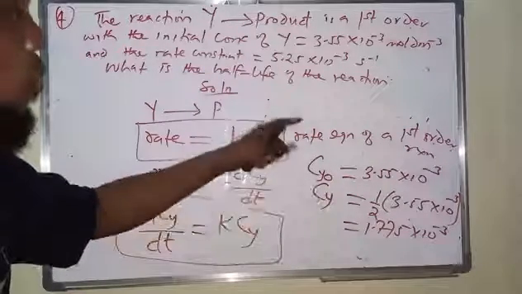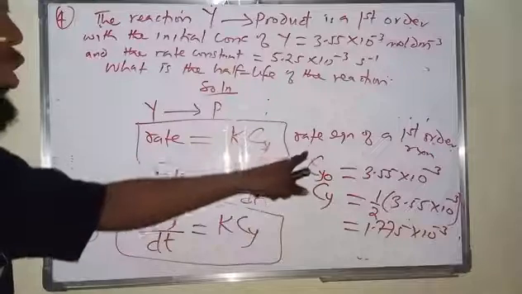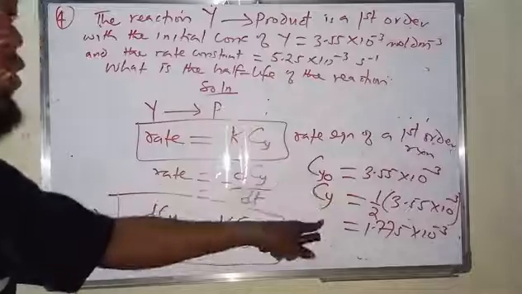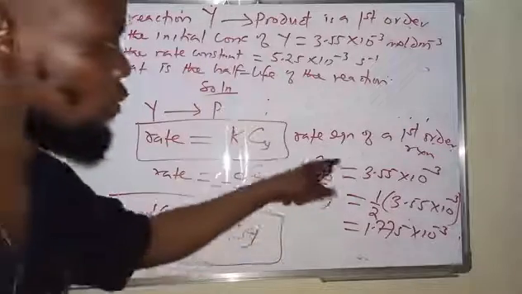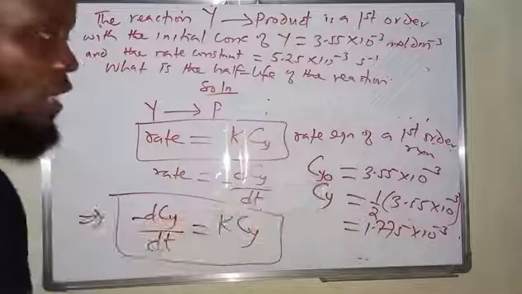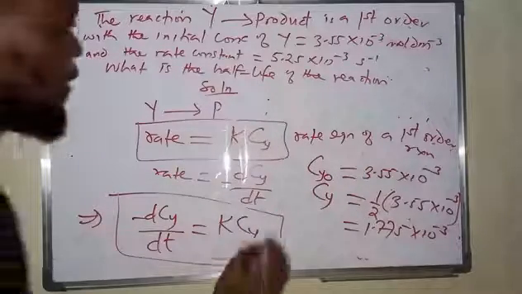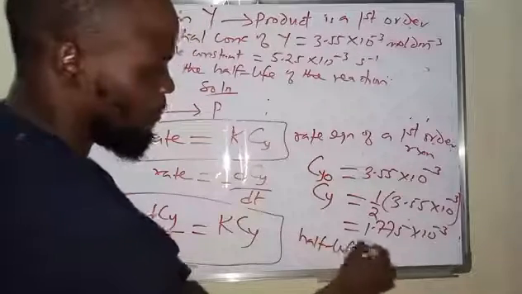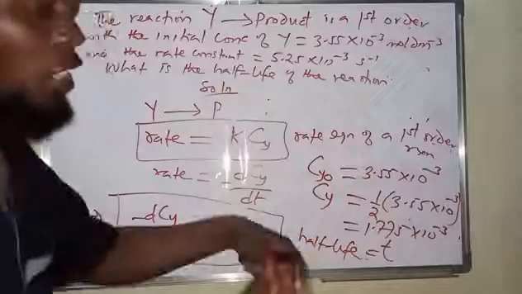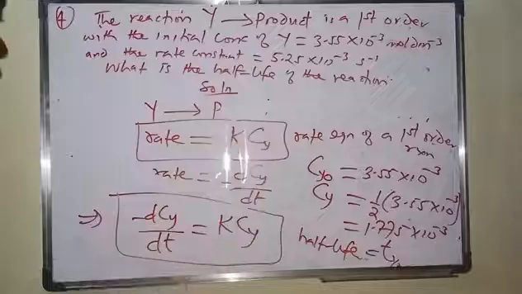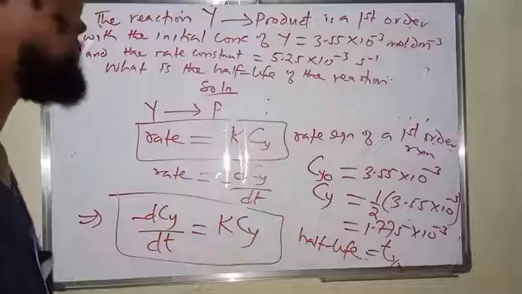Now the question is, what time will it take the reaction to consume half of the original concentration? So the time it takes for the concentration to change from CYO to Cy, that is from this to half of its original, is the half-life. So that half-life is a time. To differentiate this from the normal time of reaction, we can write t subscript 1/2 as the half-life.